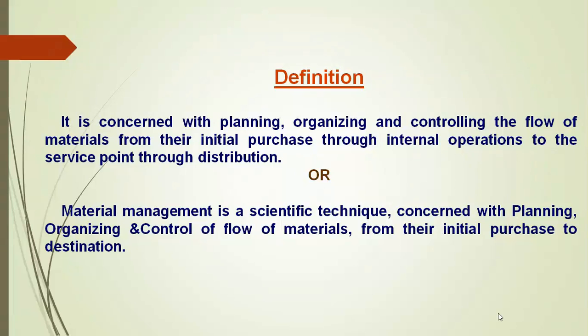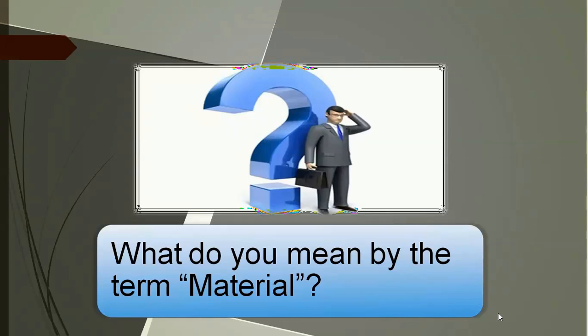Material management is concerned with planning, organizing and controlling the flow of materials from their initial purchase through internal operations to the service point through distribution. Or material management is a science or technique concerned with planning, organizing and control of flow of material from their initial purchase to the destination. It is all about planning, procuring, placing, storing. We'll see one by one.